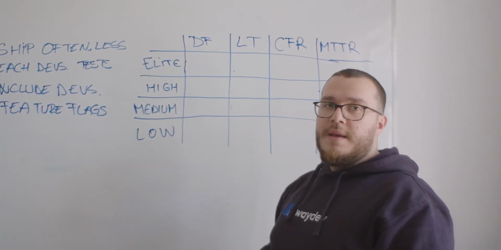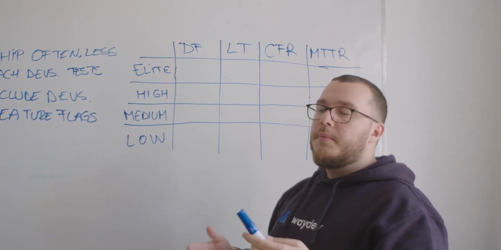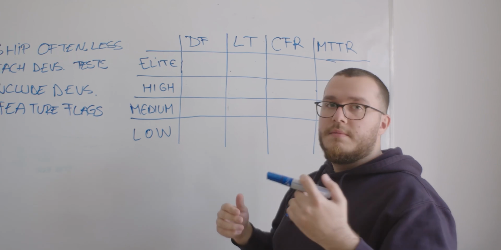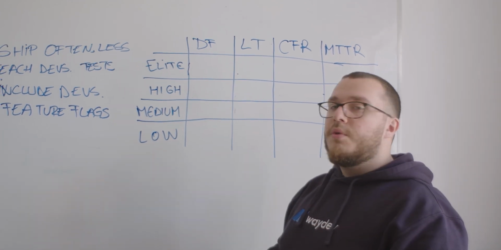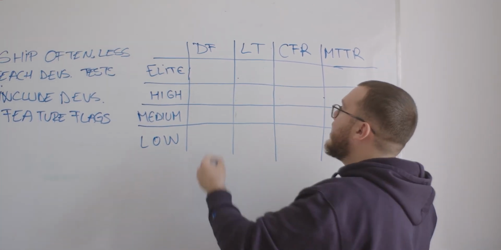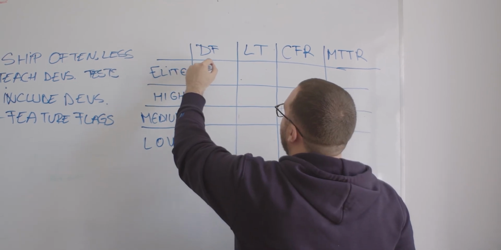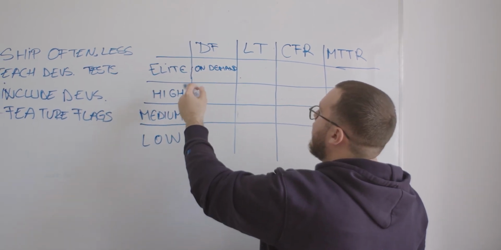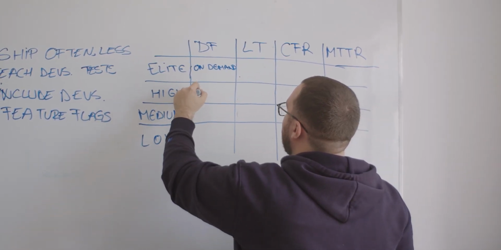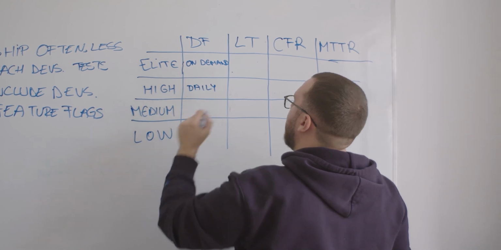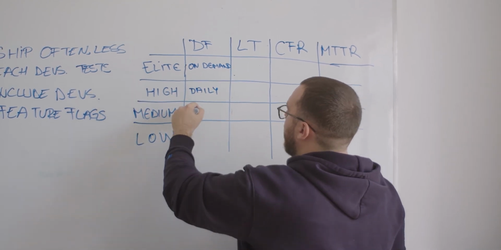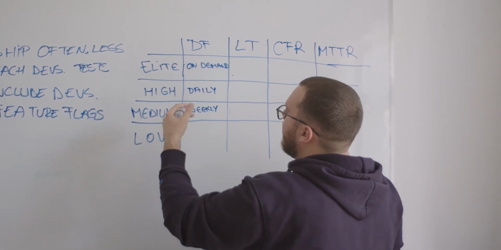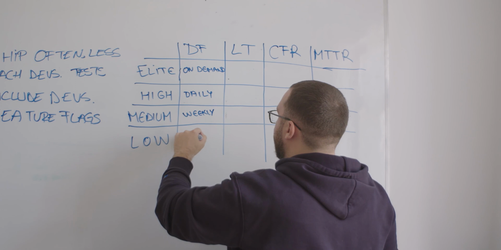So the DORA Metrics team aggregated some industry benchmarks to help you see how elite, high, medium, and low performers scale up in terms of all the DORA metrics. For deployment frequency, elite teams deploy on demand. High performing teams deploy on a daily basis. Medium performing teams deploy on a weekly basis. And low performing teams deploy on a monthly basis.